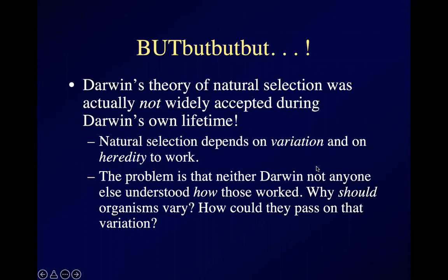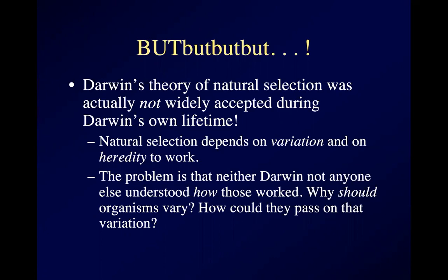But Darwin's theory of natural selection being the driving force of evolution was not that widely accepted during Darwin's own lifetime. And for natural selection to work, you have to have variation and you have to have heredity. You could sum up natural selection as: living things vary. Variation is inherited. It's passed on from one generation to the next. And some of that variation makes a difference.